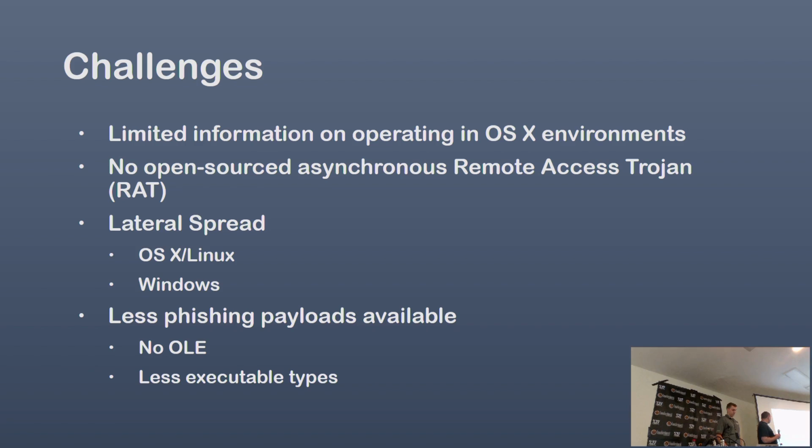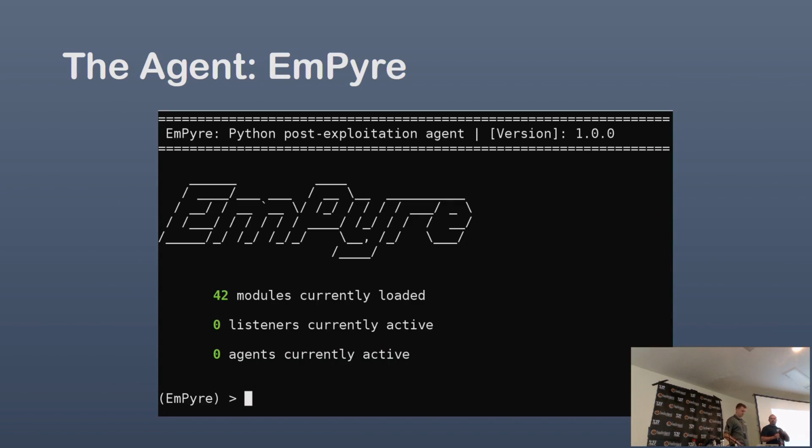And there are fewer phishing payloads. When you need to get that first vector into the network, it's sometimes hard with OSX because we don't have Word documents with OLE in them. We have fewer executable types of payloads that we can send for people to click on, download and run, things of that nature when you're talking about phishing. So we have right now a macro and an AppleScript that we'll talk about. And I'll hand this over to Alex.